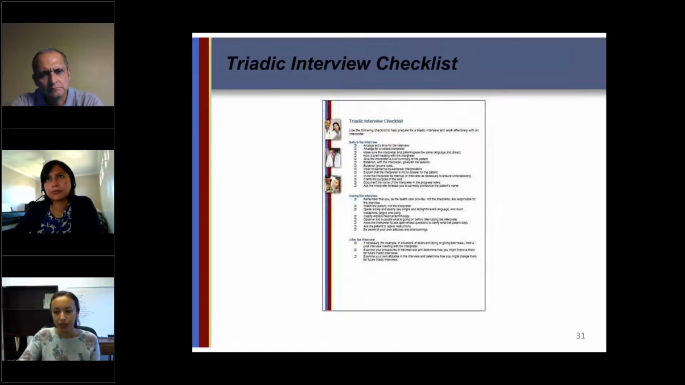So during the interview, interpreters should interpret sentence by sentence. The provider should also speak slowly and clearly and avoid any jargon, as the interpreter will interpret all of the words he or she says. Lastly, patients should also answer for themselves, even if the interpreter is familiar with the patient in the case.